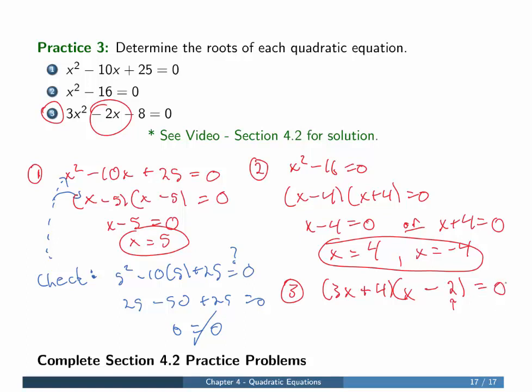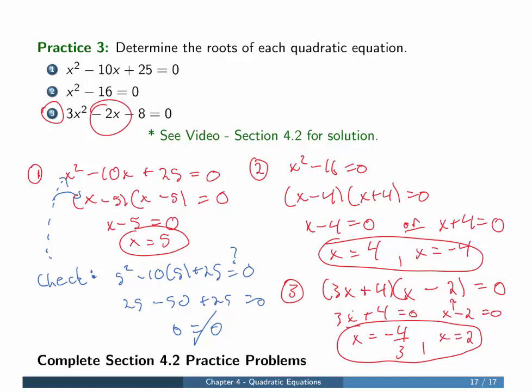If you're not comfortable with that, then you can use decomposition, and eventually it won't matter because we'll be able to use the quadratic formula when in doubt. So here we're going to go with 3x plus 4 equals 0. So then when you solve this, you get x equals negative 4 over 3. This next one is x minus 2 equals 0. So x equals 2. And you can check those on your own. So that's it. That's how you solve quadratic equations by factoring.